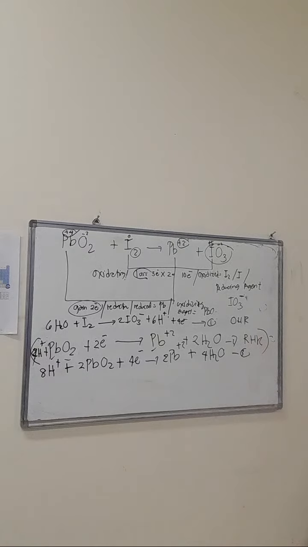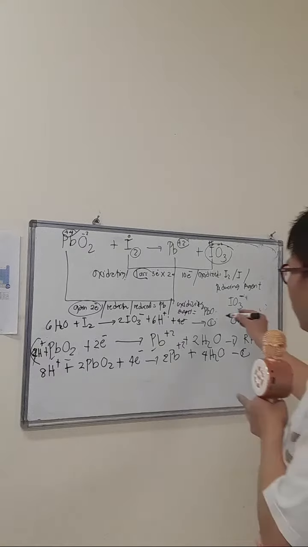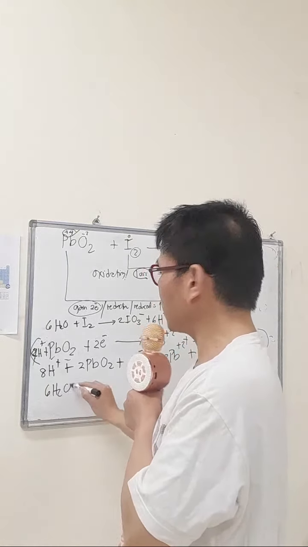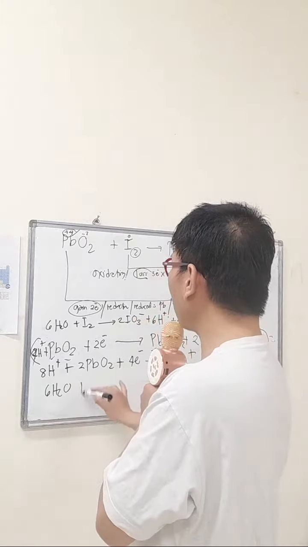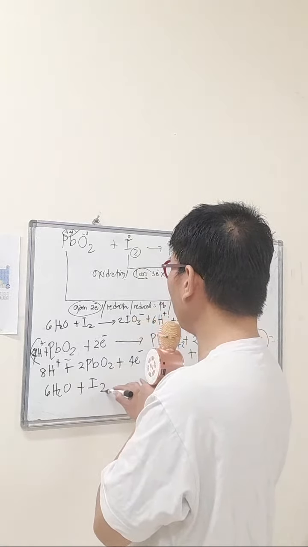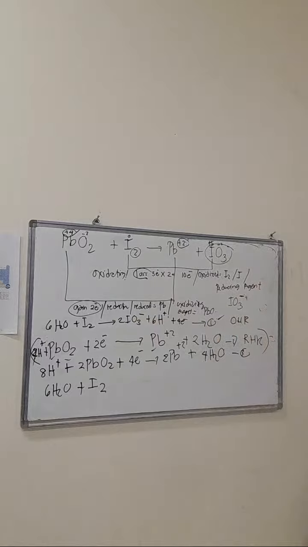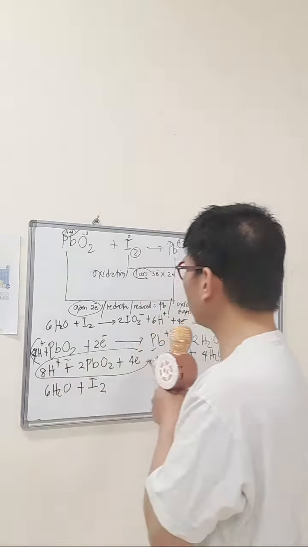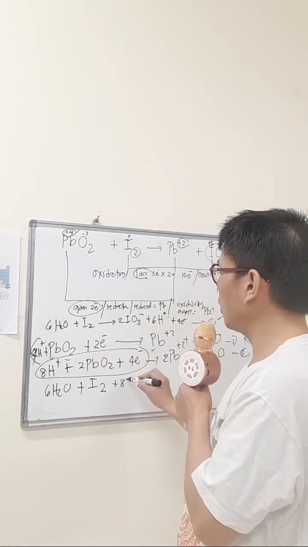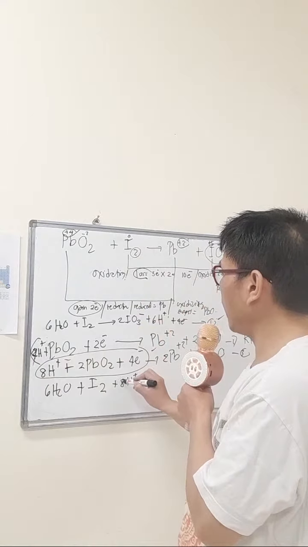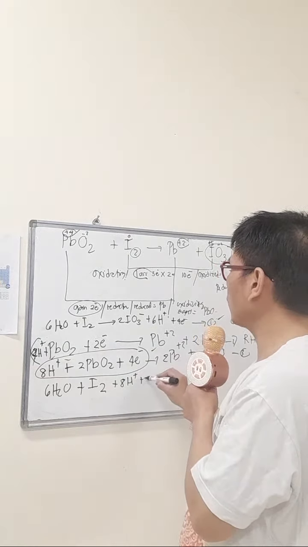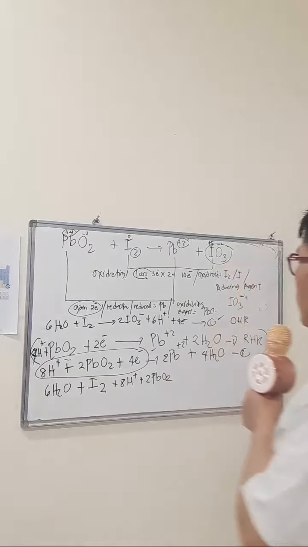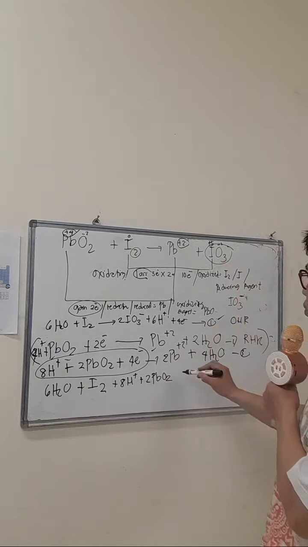So group all the reactants from equation 1 first: 6H2O, plus iodine gas. And also the reactants in equation number 3. Here it is, that's the technique. Plus 8H plus, plus 2 plumbous oxide, plus 4 electrons.